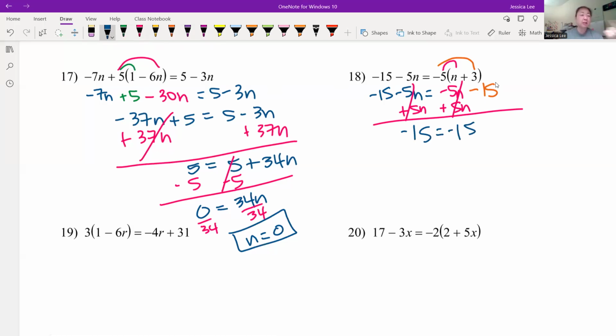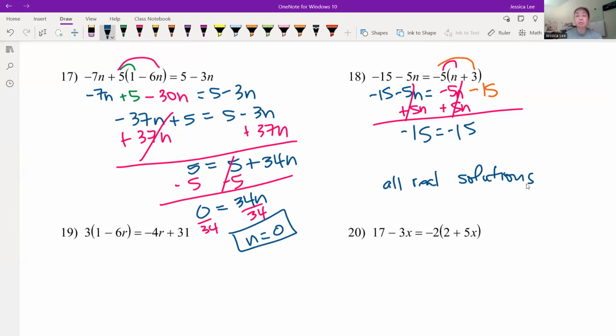And is negative 15 equal to negative 15? Yes, 100%. Which means, remember when we started, both sides equal each other, right? Totally equal each other. If I subtract 15 here and subtract 15 here, are they still equal to each other? Yes, because I subtract the exact same amount from both, right? So this one could be any number. So you'll see all real solutions.